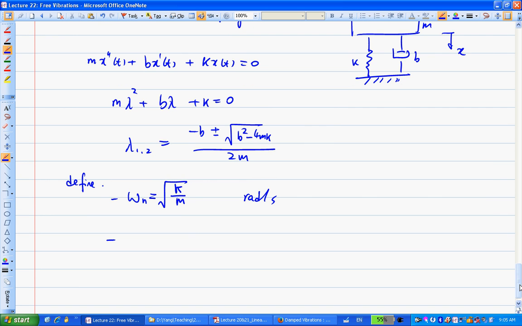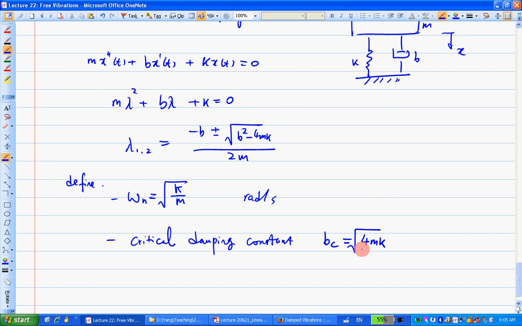Second, we're going to define a so-called damping ratio. But before we define this damping ratio, there is a so-called critical damping constant. B is a damping constant, or damping coefficient. So now we have a so-called critical damping constant, and this particular value is equal to this one here.